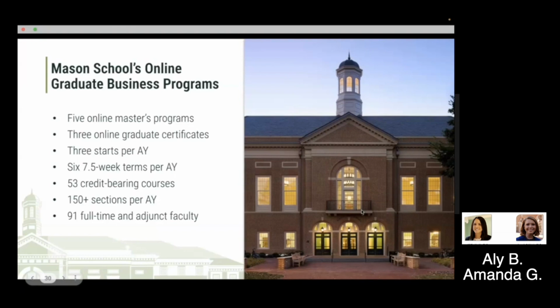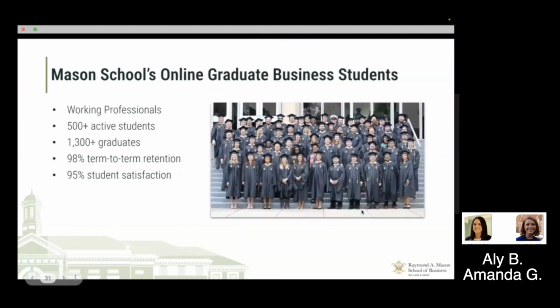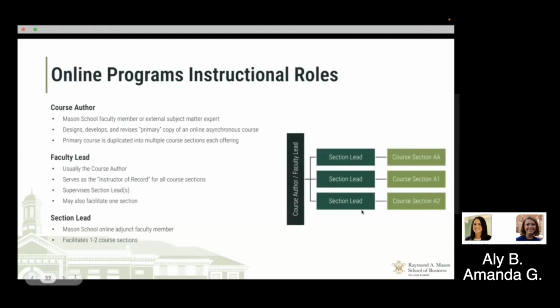I believe context matters. So I'm going to provide a brief overview of our program, students, and instructional model because it is a bit unique compared to some of our residential programs. So we do have 5 online master's programs, 3 online graduate certificates. We have a very quick pace with 3 starts per year and 6 7.5 week terms per academic year. We have 53 credit bearing courses across our programs and 150 sections per academic year that are taught by 91 full-time and adjunct faculty. Our programs are designed for working professionals. We currently have over 500 active students and have graduated 1,300, and we're proud of our retention and student satisfaction.